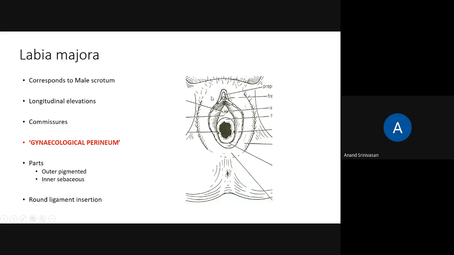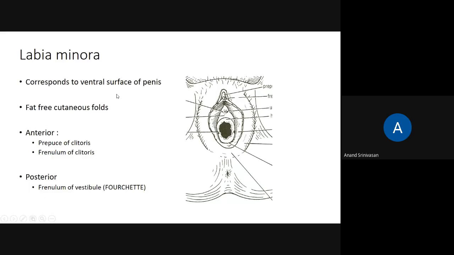The labia majora resemble the male scrotum. They are longitudinal elevations on either side, and they unite posteriorly and form the gynecological perineum. The outer part of the labia majora is pigmented, whereas the inner part is rich in sebaceous glands. Why should we know this? Sometimes skin infections can occur. And the round ligament is inserted into the labia majora.